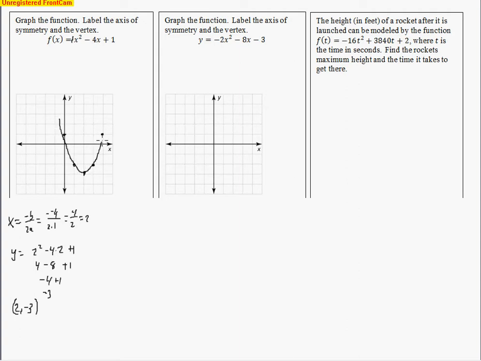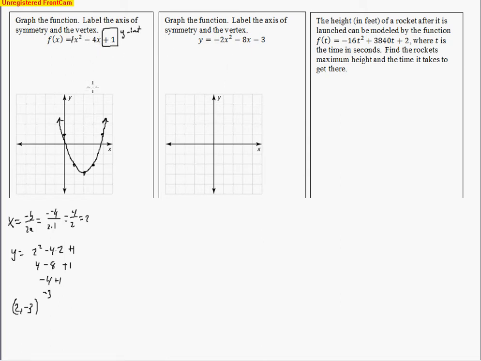Once you get the y-intercept, check that. Make sure it matches your equation. Positive 1, that's right here. This is the y-intercept, and this is positive 1. It's the y-intercept because if you put 0 in for these x's, they'll cancel out. You're just left with y equals 1. So I know I did something right there.